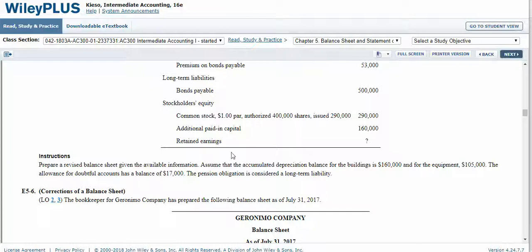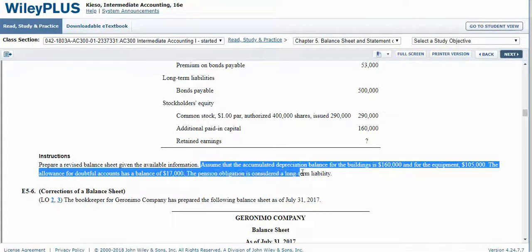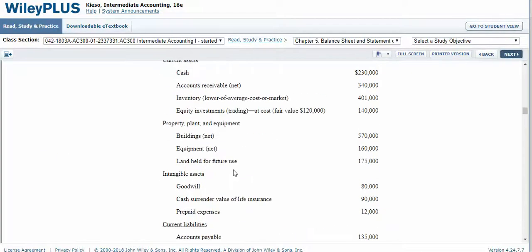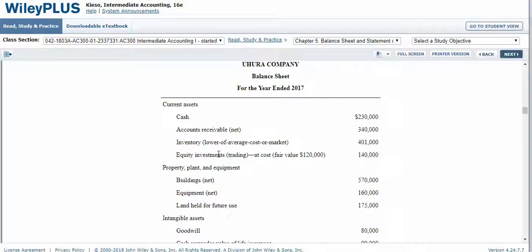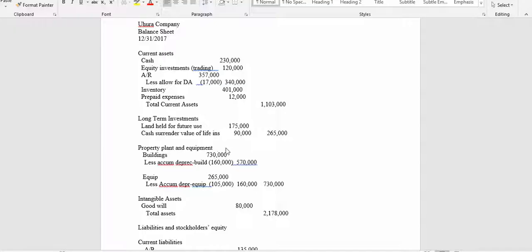And then they gave us some additional information, which you're going to need to know: accumulated depreciation, allowance for doubtful accounts, and then some other stuff that's going to be helpful. Okay, so let's look at the current assets first. So we have cash, receivables, inventory, and equity investments. If we go to how the balance sheet should look, the cash is fine, and then the equity investments are fine, as far as being situated in the current assets.